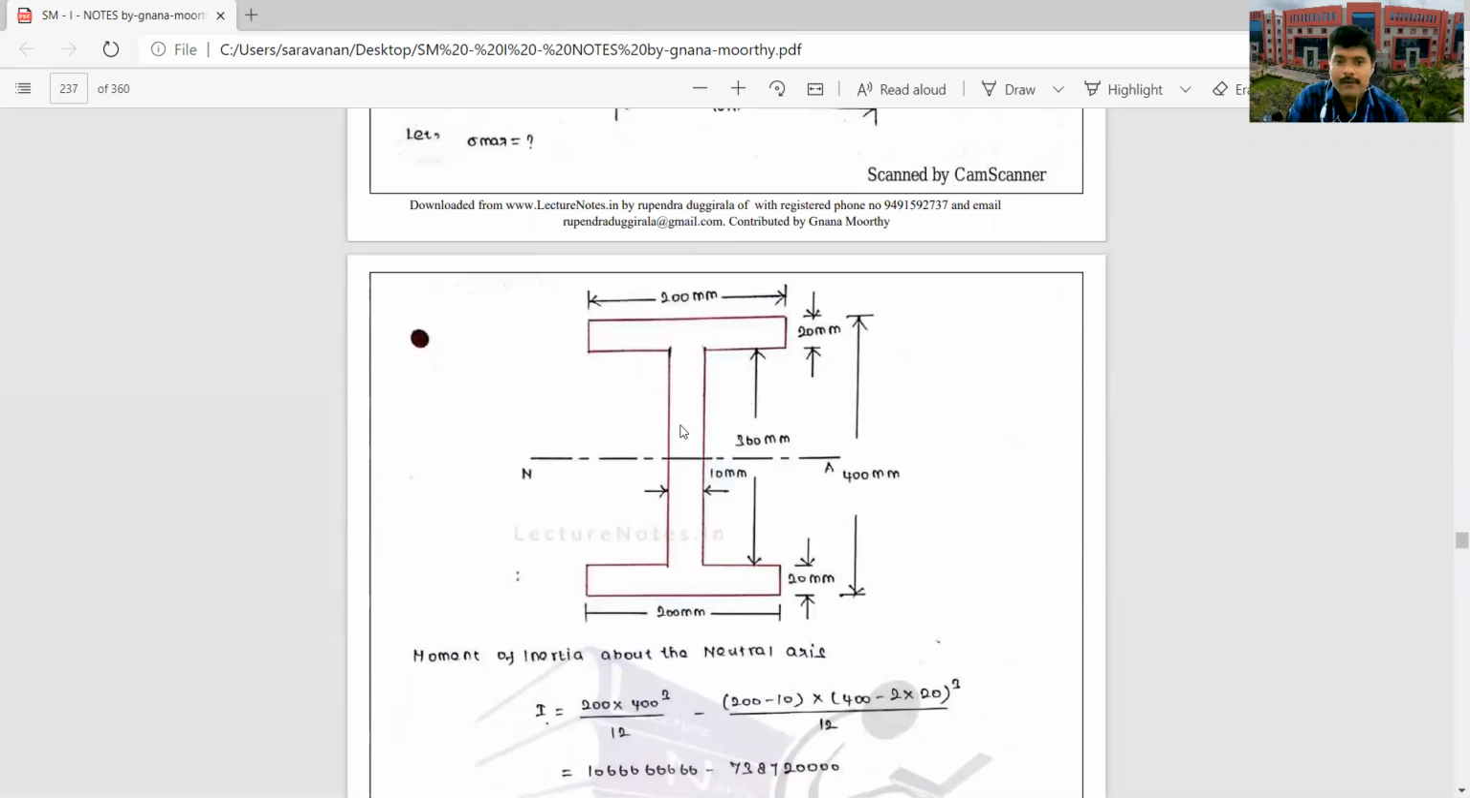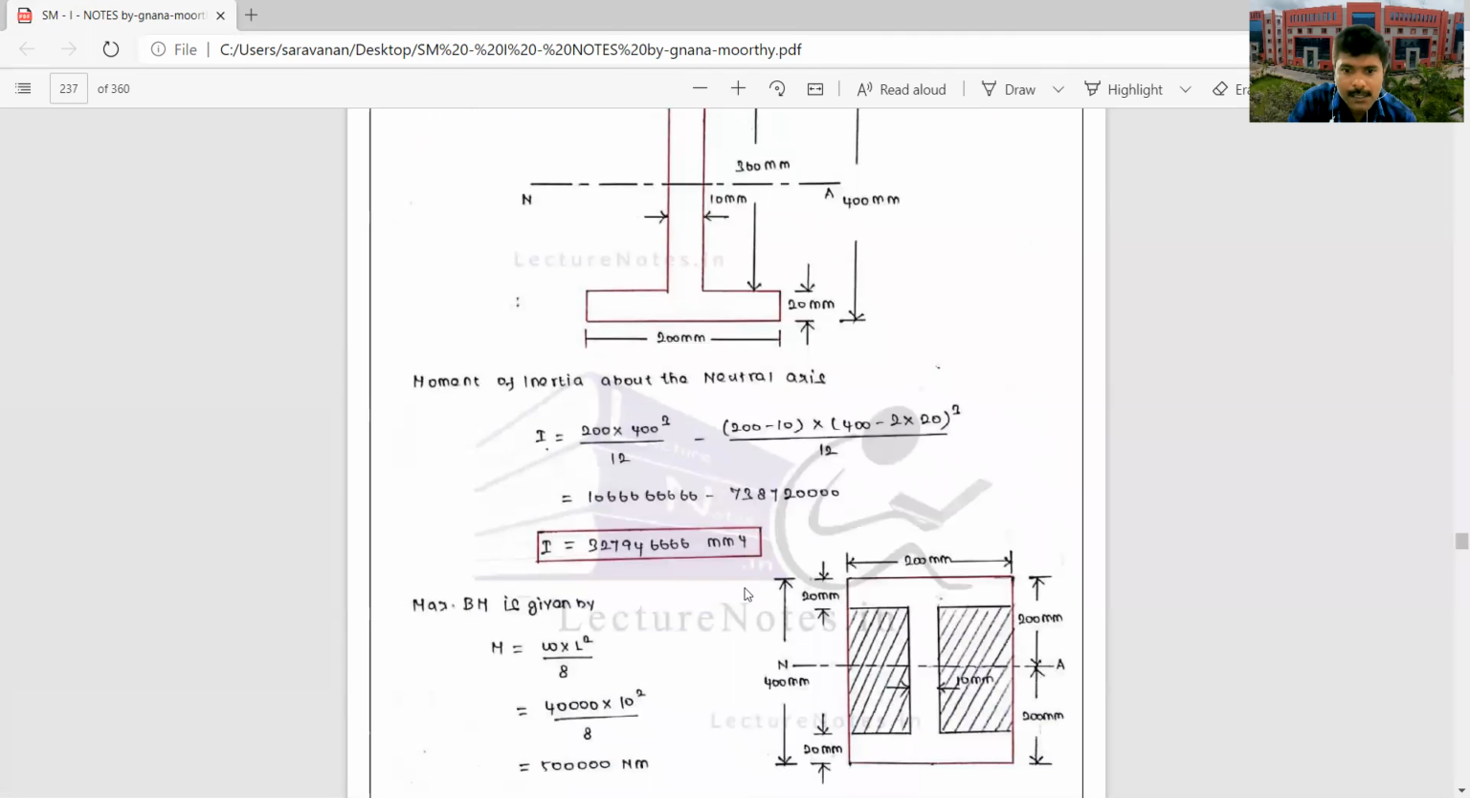The cross section of the beam is an I section, and the dimensions of the I section are given in the problem. The flange is 200 mm in width. The thickness of the flange is 20 mm. And for the web portion, the depth of the web is 360 mm, the thickness of the web is 10 mm, and the overall depth of the I beam is 400 mm, as given in the problem. So here you have to find out the moment of inertia about the neutral axis. So how can you find out the moment of inertia?